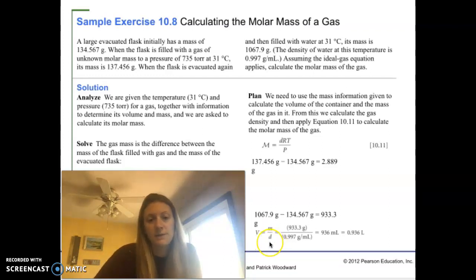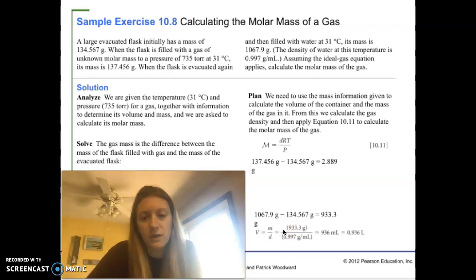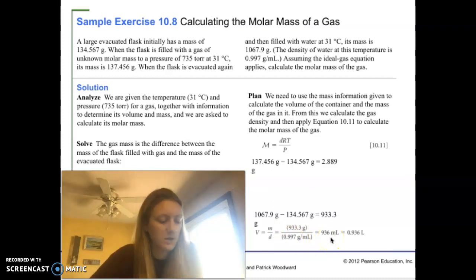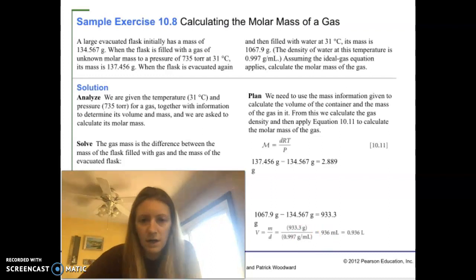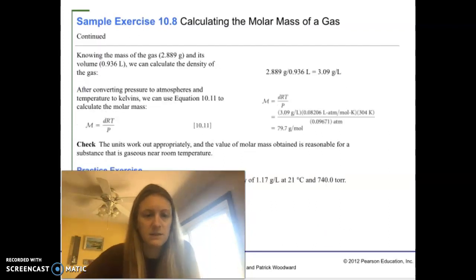So remember, density equals mass divided by volume. So if we solve for volume, we're going to get mass divided by density. So we're going to take the mass of the water, 933.3, divided by the density of water, 0.997, to get the volume of the water, which is going to be 936 milliliters, which is the same as saying 0.936 liters. And the reason we do this is, again, because the water can't be compressed. So that volume of water is the same as the volume of the container, which then means the volume of the gas. So on the next slide, we're going to continue.